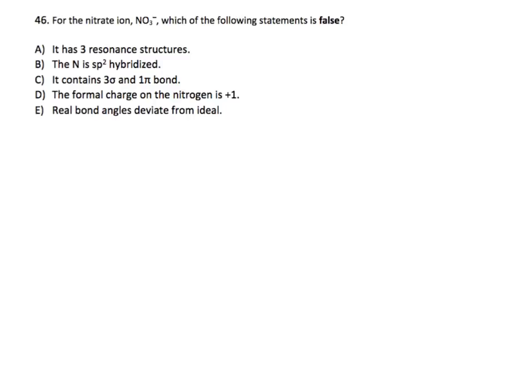Question 46 says, for the nitrate ion, which of the following statements is false? Well, let's begin by drawing the structure of the nitrate ion. We have nitrogen, we have oxygen, oxygen, and oxygen. Our valence electrons here are going to be 5 for the nitrogen, plus 3 times 6 for the oxygens, plus 1 because it has a negative charge.